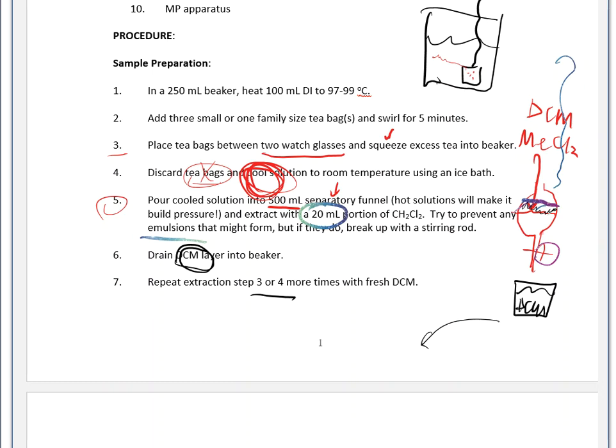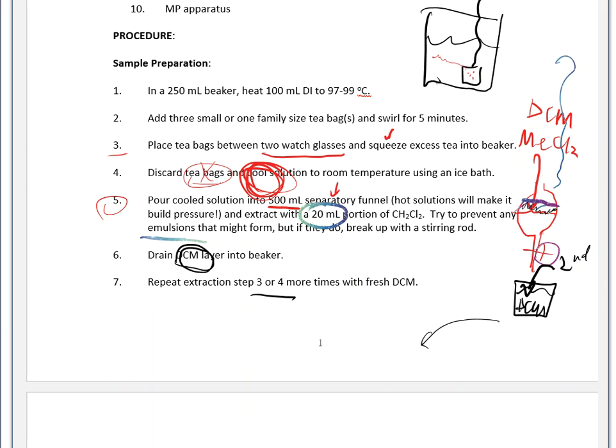So when I drain my second portion and my third portion and my fourth portion of DCM, they can actually go back into the same beaker as my first portion of DCM. It's all DCM, folks. That's all it is. And that's perfectly fine because that's what we need to analyze at some point in time.